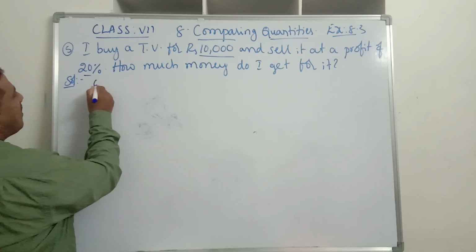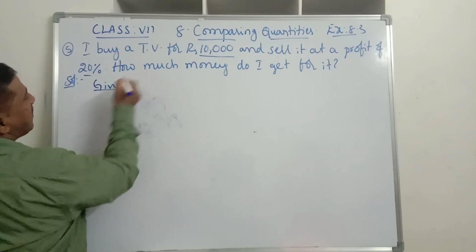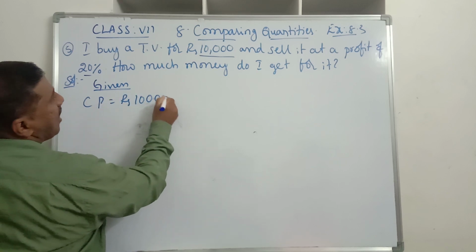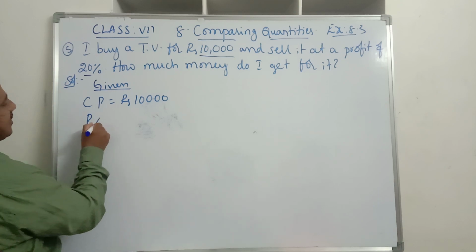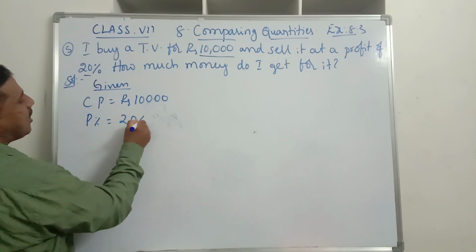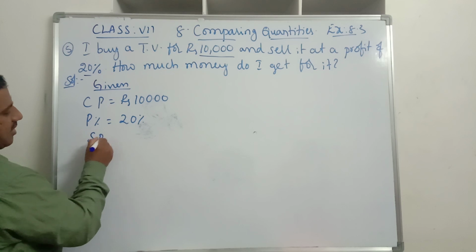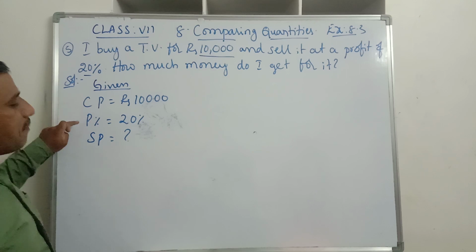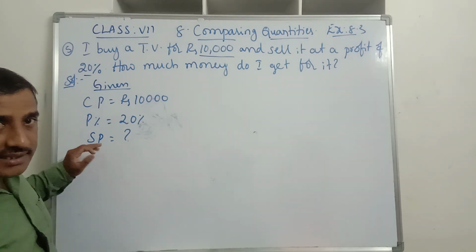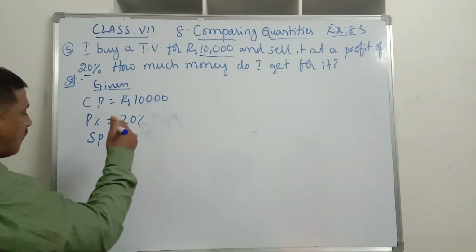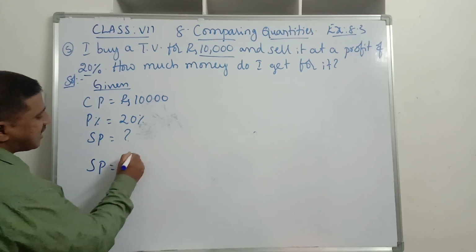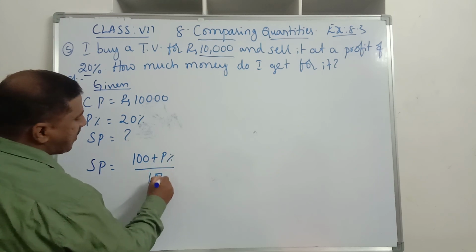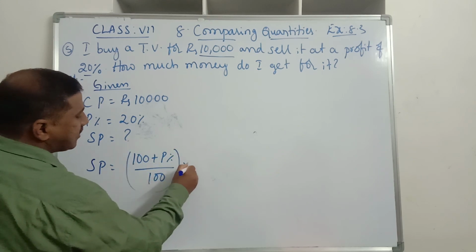So what is given here? For the TV it is given cost price CP is equals to rupees 10,000 and the profit percentage is given, percent means it is 20%. What we should find? Selling price. So we have a relation between cost price, profit percentage and selling price. Recollect that relationship. What is the relationship? Selling price is equals to (100 plus profit percent) divided by 100 into whole CP.